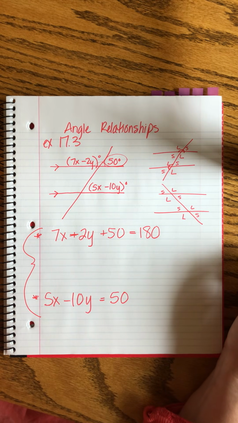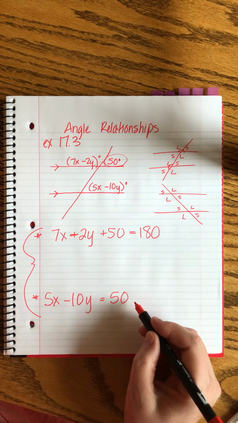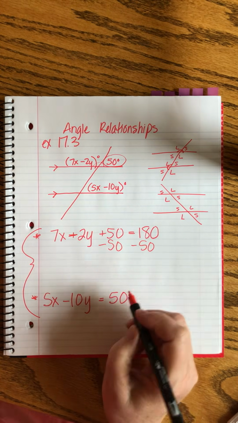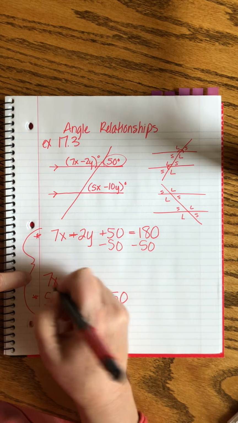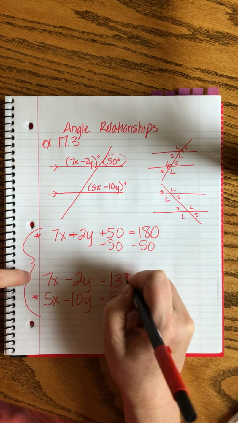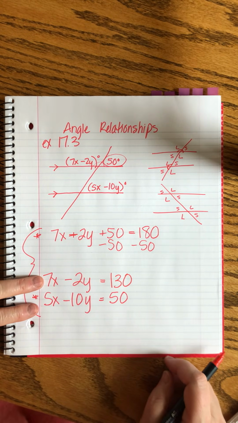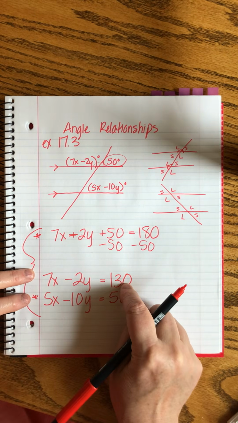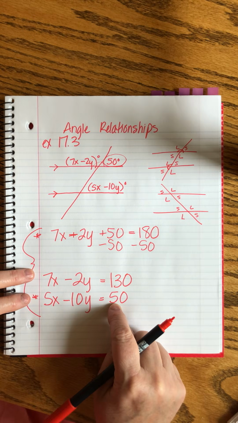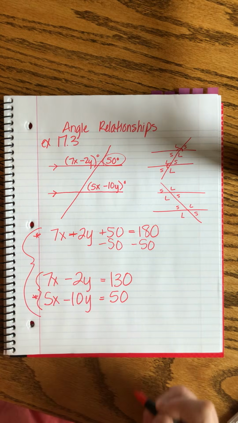So what I'm gonna do is just clean up this top angle and write it together as a system, because I can subtract the 50 from both sides here. And that will give me 7x minus 2y equals 130. It doesn't have to be, but this is the way we like our systems of equations to look. An x, a y, and a plain number on the other side of the equal sign. All right, so now our system is even better.